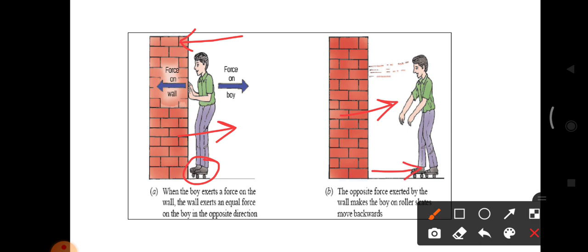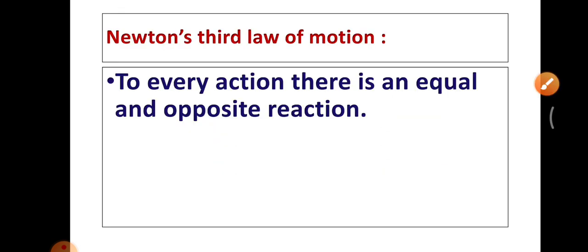So how do you know the wall exerts a force on the boy? Due to the force exerted by the wall, the boy on the roller skates moves backward. So here there are two forces, one is action force and another one is reaction force. So from this we can define Newton's third law of motion: to every action there is an equal and opposite reaction. This is called Newton's third law of motion.